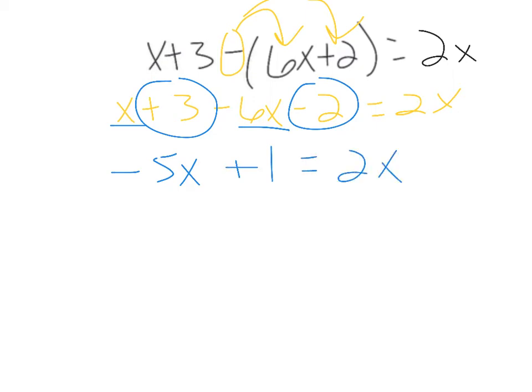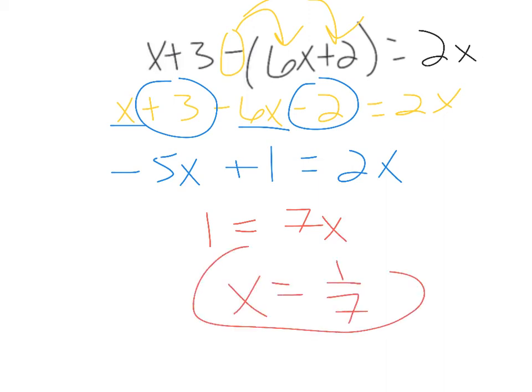Now to solve this linear equation, I would add 5x to both sides and get 1 equals 7x, and then divide by 7 to get x equals 1/7. Please take a moment to pause this video and finish recording the example in your notes.